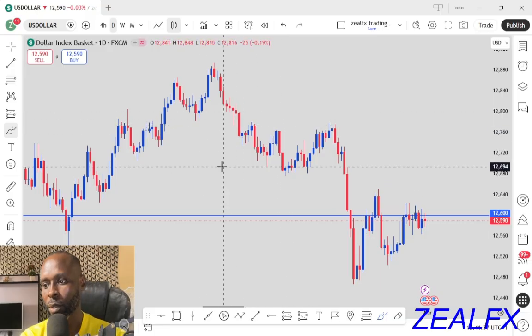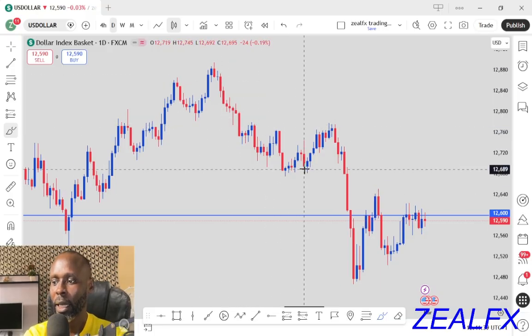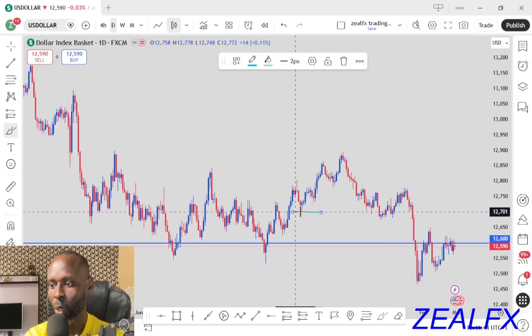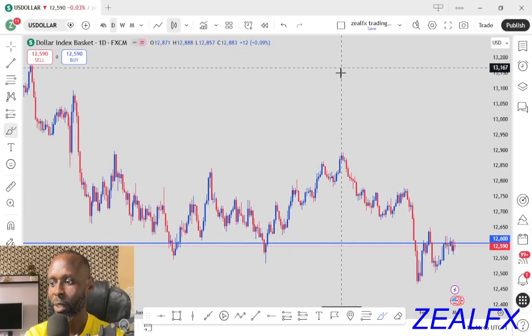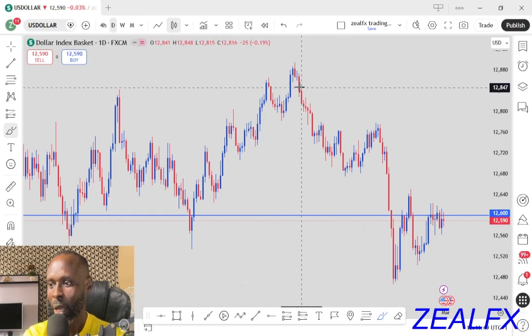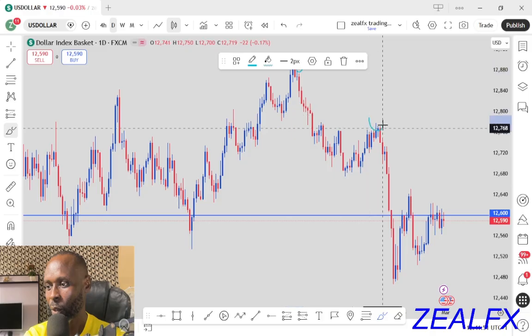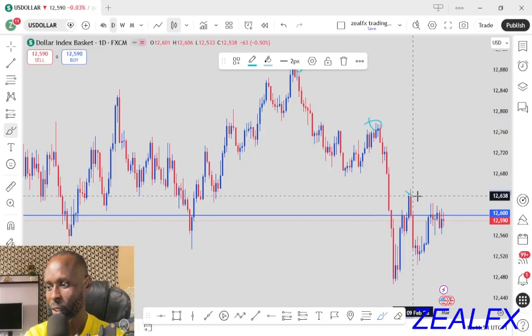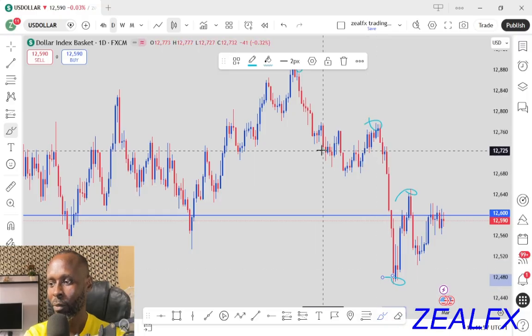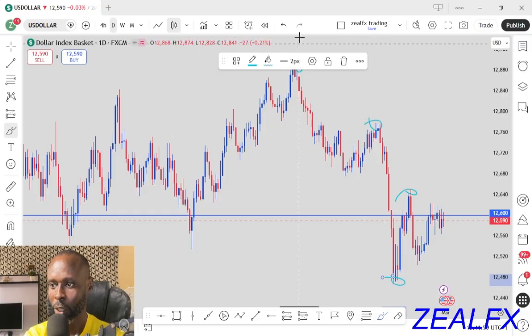From the daily time frame, we still have this downtrend structure as the major structure of the market on the dollar index. So long as we have this downtrend structure, let's look at it: we have this higher high, we have a lower high, then we have this lower high, then we have this lower low. So long as we have this major structure for downtrend.